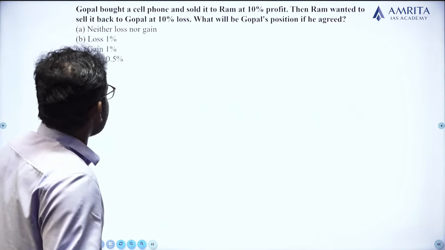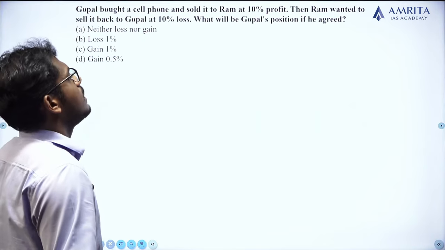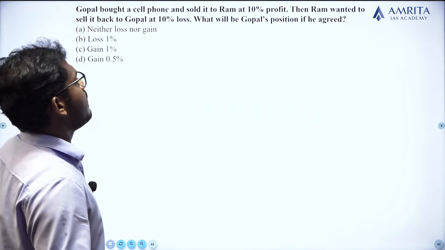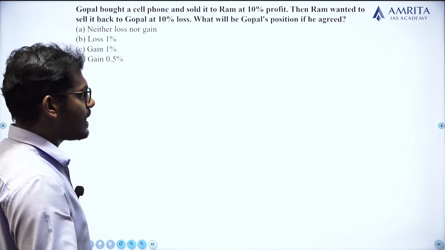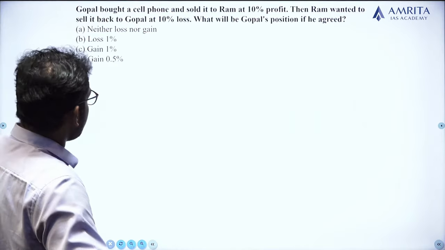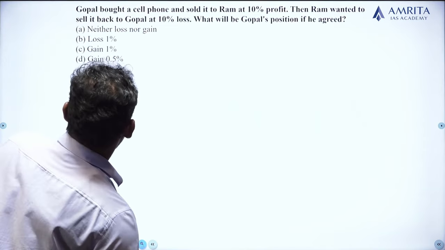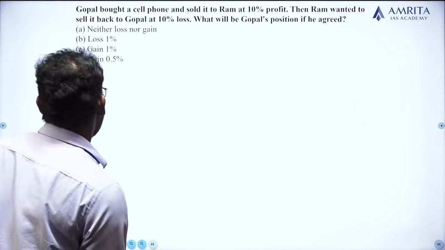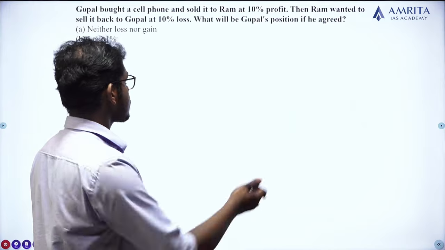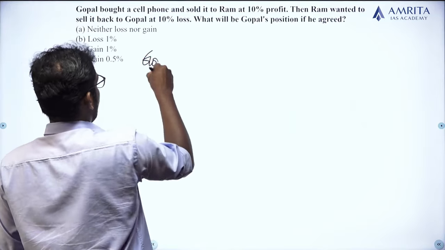Gopal bought a cell phone and sold it to Ram at 10% profit. Then Ram wanted to sell it back to Gopal at 10% loss. Okay, fine. What will be Gopal's position if he agreed to buy back that good? Option A, neither loss nor gain. Option B, loss of 1%. Option C, gain of 1%. Option D, gain of 0.5%. Okay. The question is very simple. Okay, fine. See, Gopal bought a cell phone. See, Gopal is here.